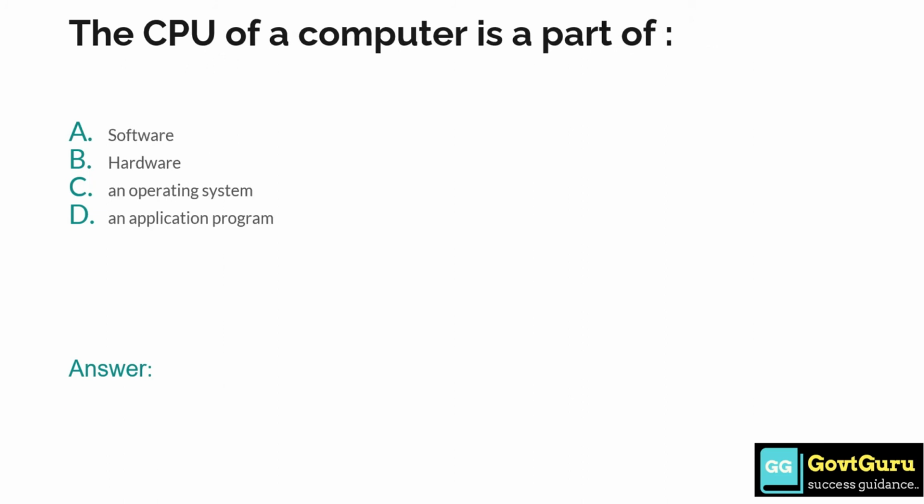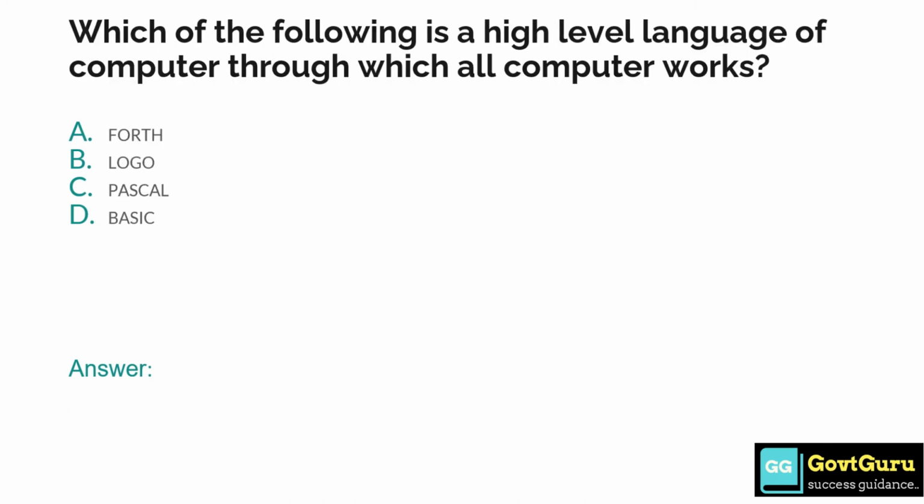The CPU of the computer is a part of option A software, option B hardware, option C an operating system, and option D an application program. So the answer is option B, that is hardware. Which of the following is the high level language of computer through which all computer works? Option A Forth, option B Logo, option C Pascal, and option D Basic. So the answer is option A, that is Forth.